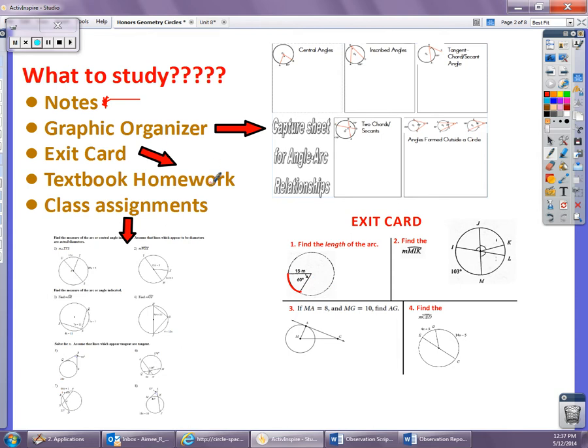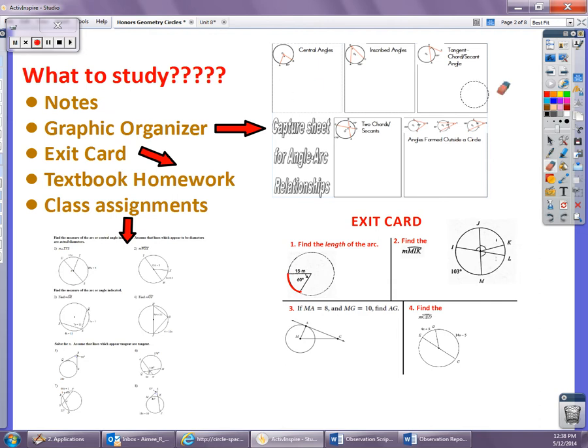You had sections from your textbook homework that you want to look at, as well as class assignments. And this is one of the ones that we started in class together on Friday. So any of these items on circles are going to be helpful for you to study.